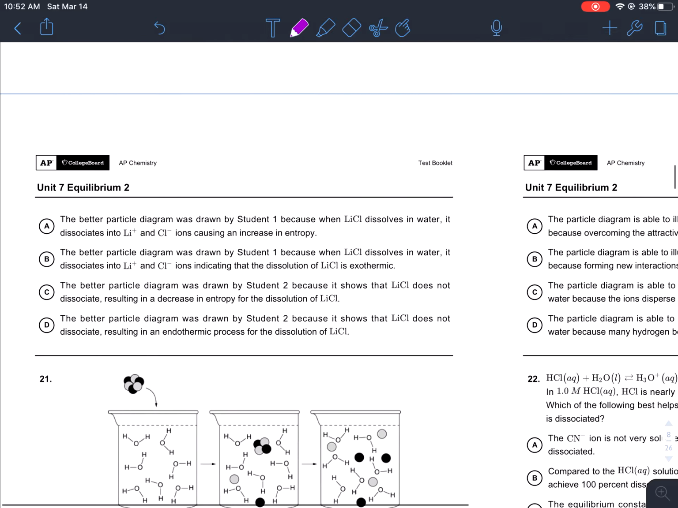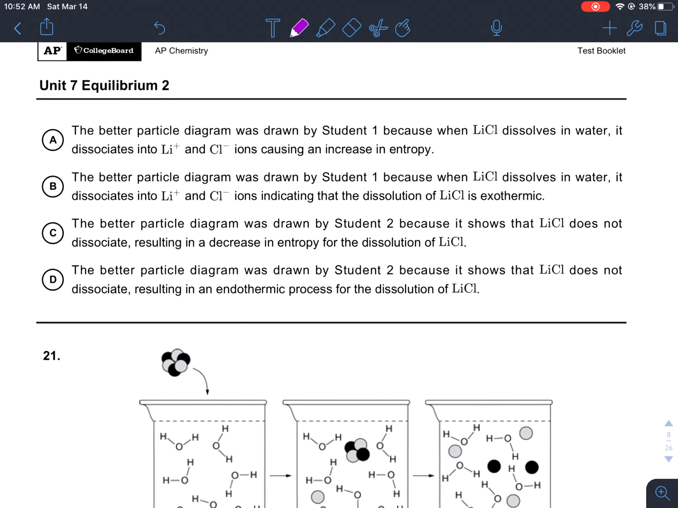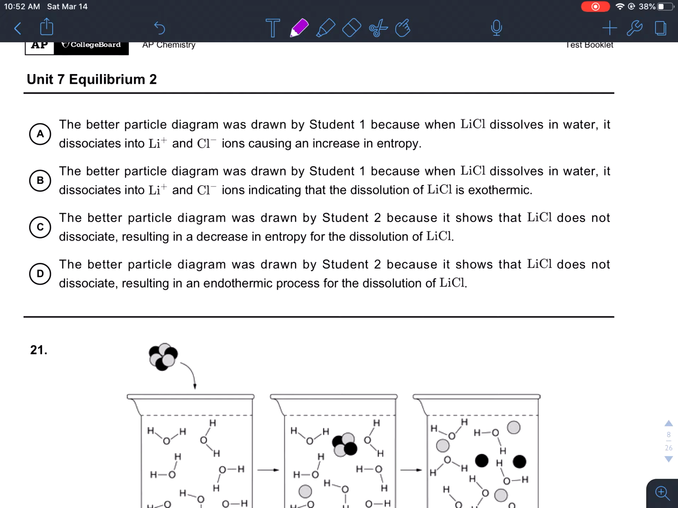All right, so let's see who says that. The answer is A. The better particle diagram was drawn by student 1 because when LiCl dissolves in water, it dissociates into Li+ and Cl-, causing an increase in entropy. That is true. Ding, ding, ding. So like I said, it's a big diagram, there's this big table, you're thinking there's a lot to this question, and it's literally the easiest question.